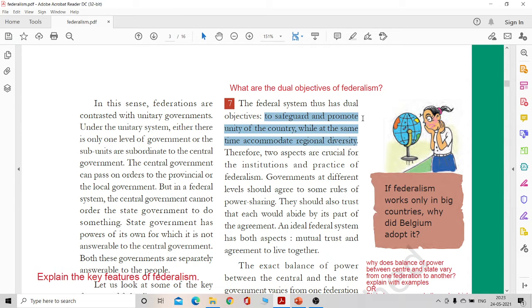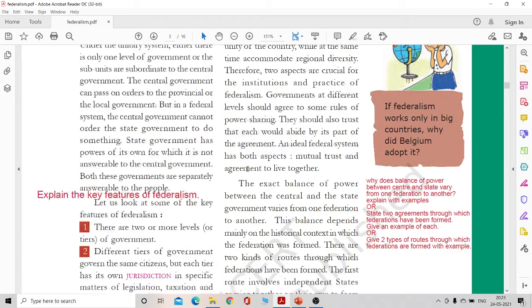So these two aspects are very, very important, and it is again the essence of federalism. The central government is there to promote unity, whereas the state governments are there to accommodate the regional variances and diversities within the country itself.